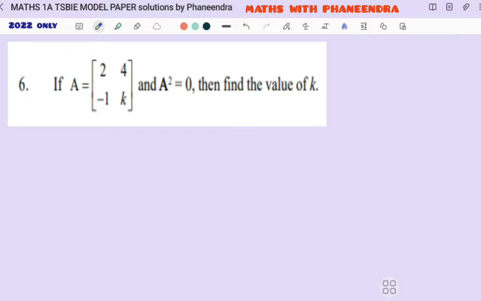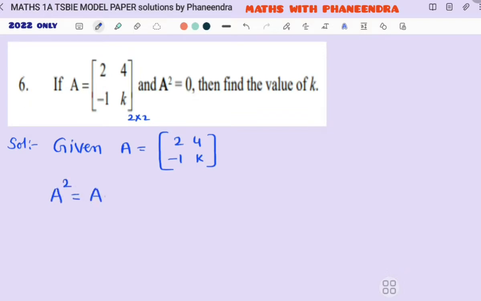If A equals [2, 4; minus 1, k] and A square equal to 0, where 0 means here the null matrix of order 2. Here this order is 2 by 2, no? So I will also consider the 0 matrix or null matrix as 2 by 2. Then find k. So first, given A is equal to [2, 4; minus 1, k], then A square equal to 0. First calculate A square. A square equals A into A: [2, 4; minus 1, k] times [2, 4; minus 1, k].